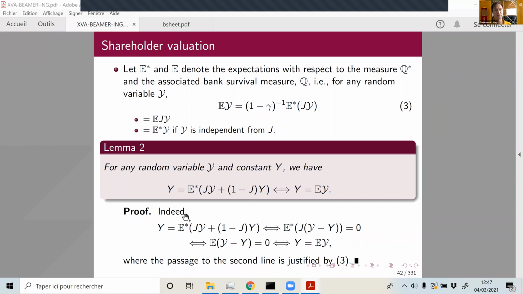So this is important because all our XVA variation equations will be of this kind. They will look like fixed point equations for the number Y. But viewed from the auxiliary measure, you realize that this defines a well-posed number Y.